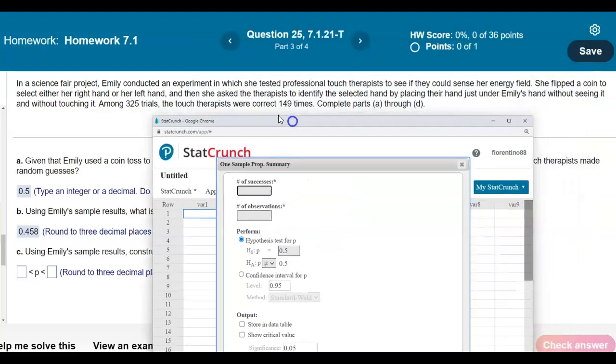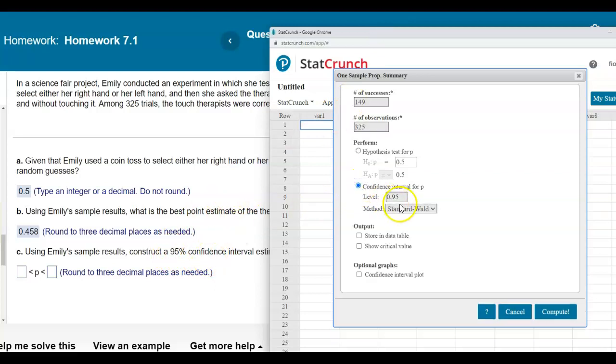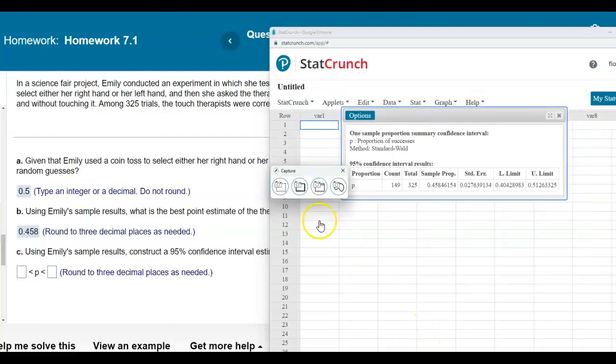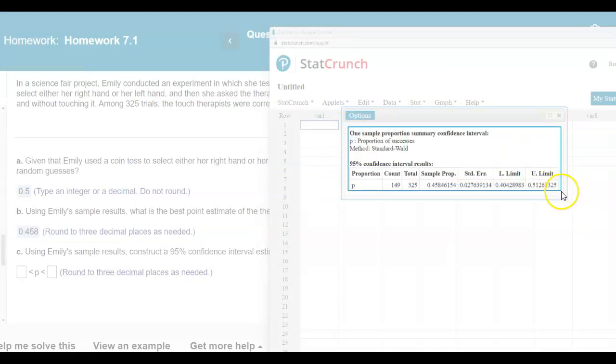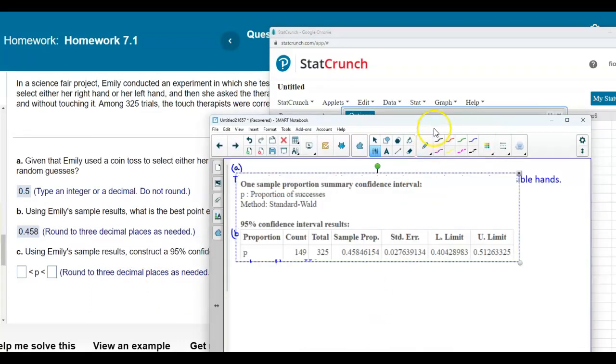So the number of successes were how many times it was correct, which is 149. The number of observations was the total sample size. In this case, it was 325. Okay. Now, in the question, it's saying they want us to then conduct a 95% confidence interval. So we're going to come down here and then select that confidence interval, and you can see it's already in at 0.95, and then we're going to go ahead and compute. Okay, so let's go ahead and copy this data into our notebook. And again, we need to round this to 3 decimal places, and that's what we'll do.